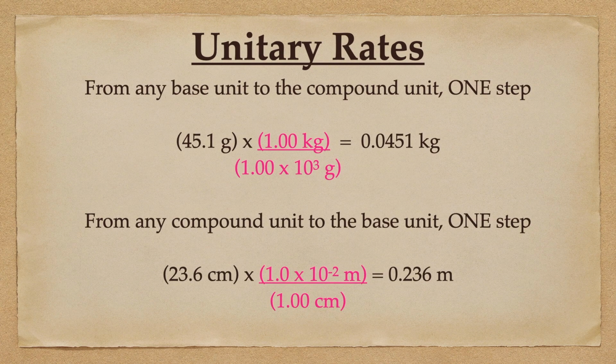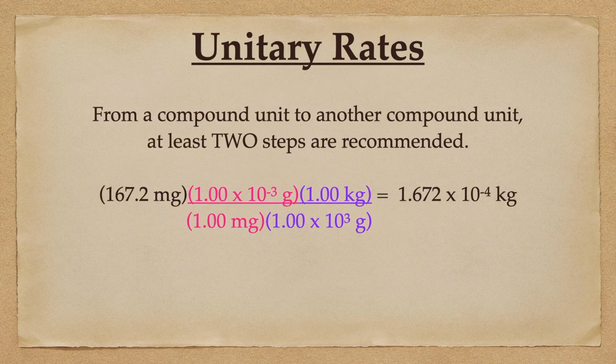When using the unitary rate method, converting from any base unit to a compound unit will take exactly one step. From any compound unit to the base unit, again, it will take only one step. However, when converting from a compound unit to a second compound unit, at least 2 steps will be recommended, perhaps more. These are key steps in the process.